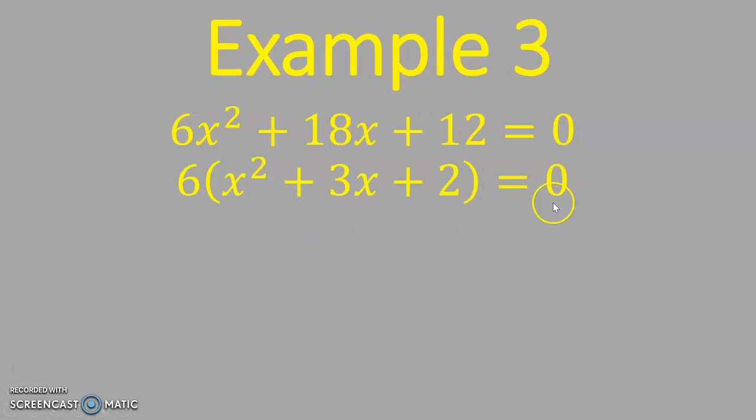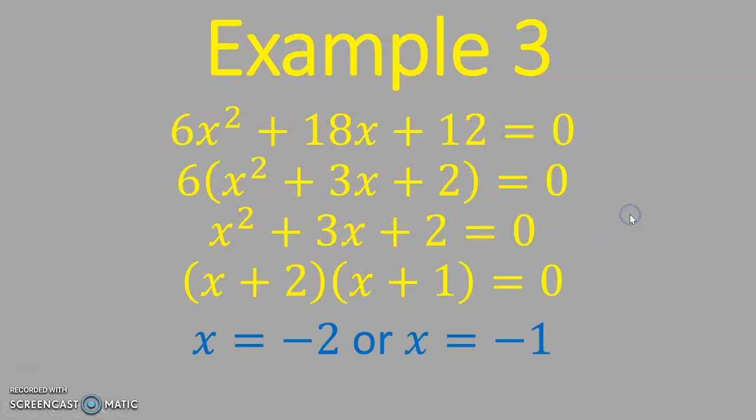So I can divide both sides by 6. In so doing, it's almost like the 6 just disappeared. It didn't. What happened was 0 divided by 6 is still 0, and on the left-hand side, it goes away. But now I have a much easier problem. Now it's simply: what are two numbers that multiply to 2 but add to 3? That's 2 and 1. Again, set them equal to 0, which I didn't actually show that step here. It would be x equals negative 2 or x equals negative 1 for your two solutions.